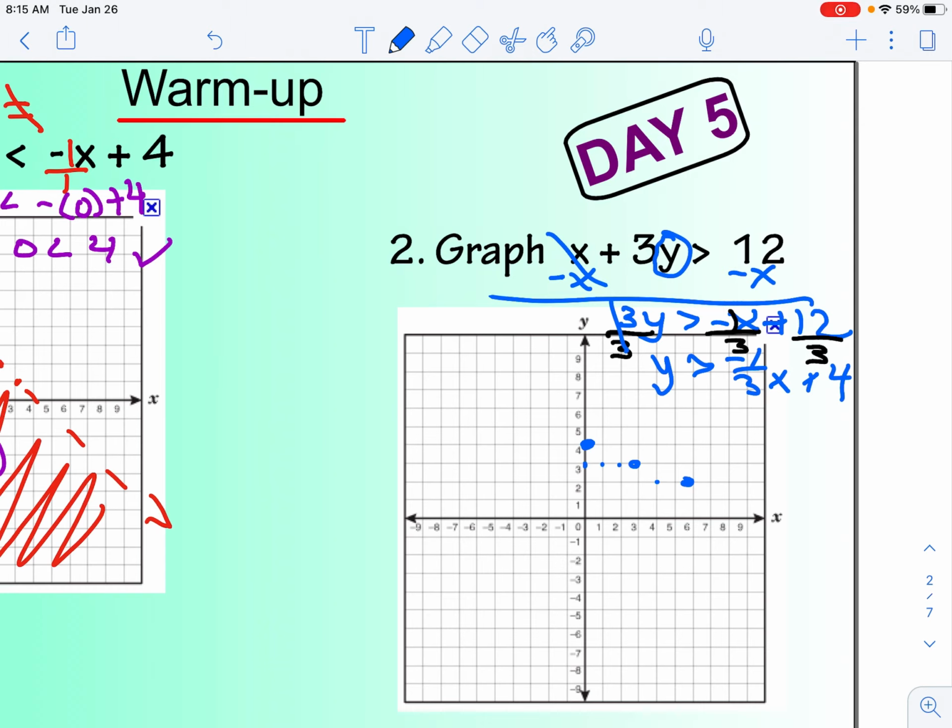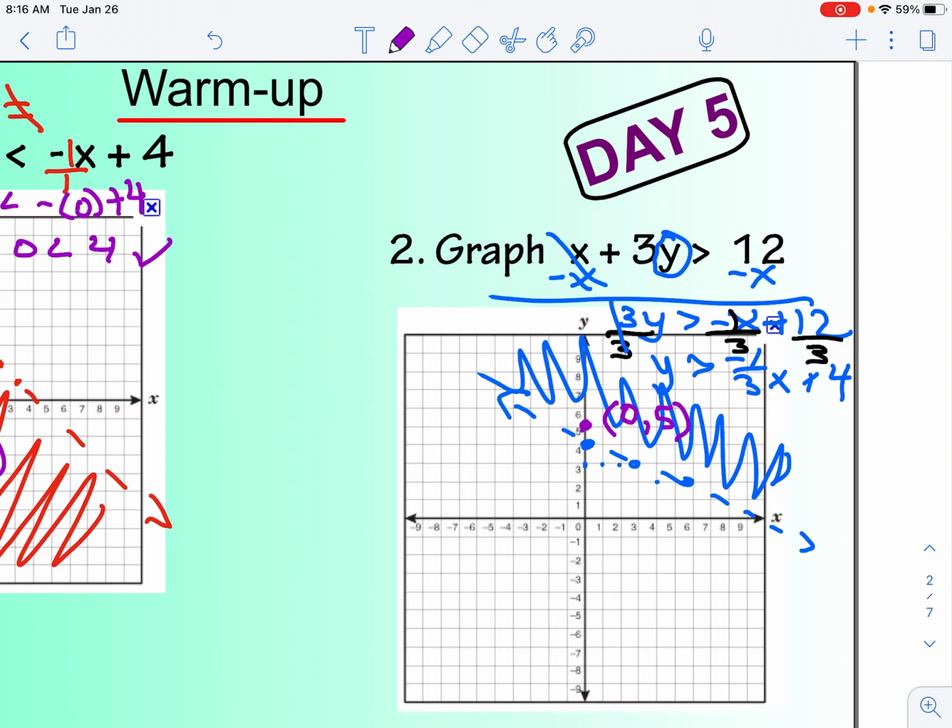So now I have to look. This again does not have an equal with it, so it will be a dashed line. Now I need to do the shading. I am going to shade all the values that are greater than the line, so I will shade above. And so now I always like to pick a point that is part of my solution. So I am going to pick like this point right here. If you pick a point that has 0 in it, that sometimes makes it easier.